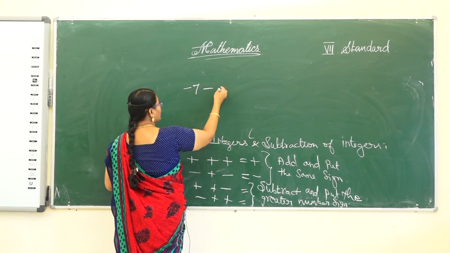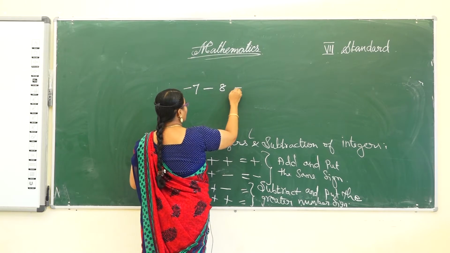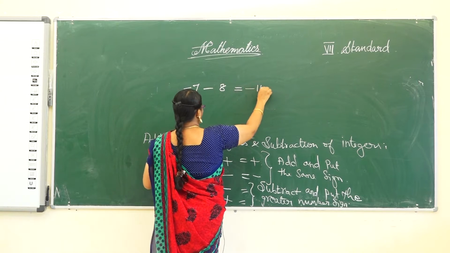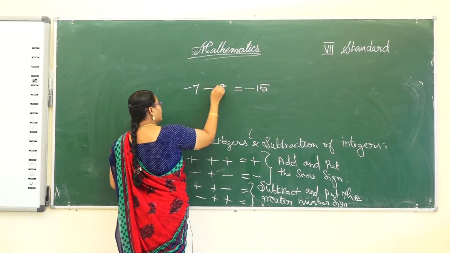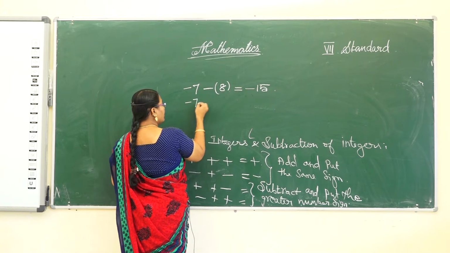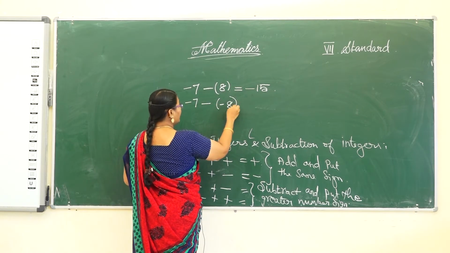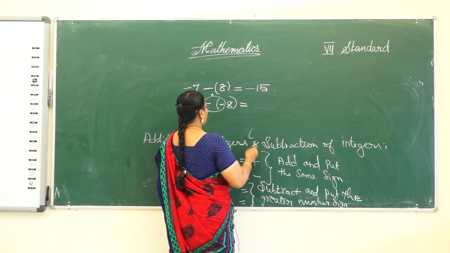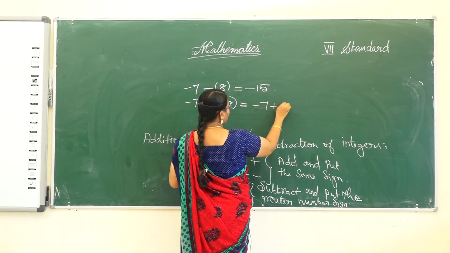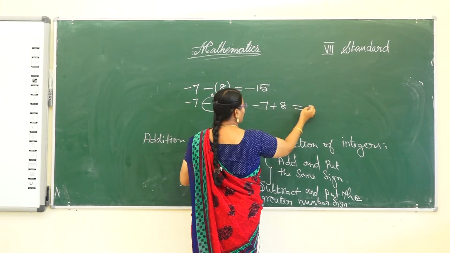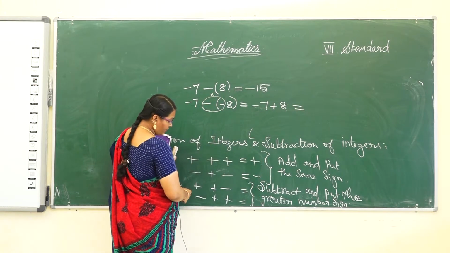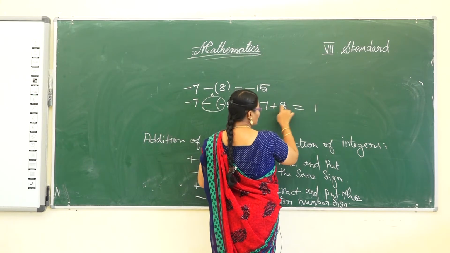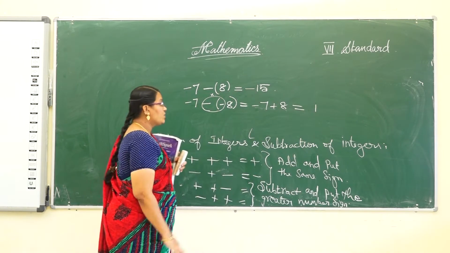Minus 7 minus 8 is equal to, both having the same sign, the same procedure. Add and put the same sign. And minus 7 minus another one of the negative value is given. In this place, minus into minus is plus. So minus 7 plus 8. Here two different signs will come. What we do? Subtract and put the greater number sign. Subtract, 1. Greater number sign is also positive. So in this place need not put the plus symbol.